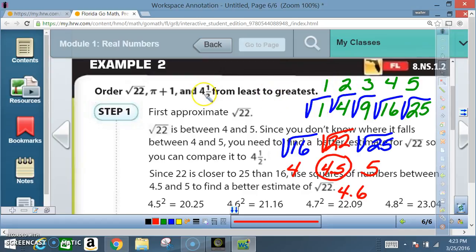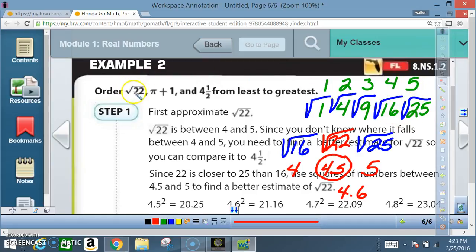If you're not sure how to get it quickly, you know it's between the square root of 16 and the square root of 25, and the square root of 16 is 4, the square root of 25 is 5. That's how they came up with the 4 and 5. Then you list some numbers. You go in order 1, 2, 3, 4, and 5. Then you square each number. 1 squared is 1, 2 squared is 4, 3 squared is 9, 4 squared is 16, 5 squared is 25.